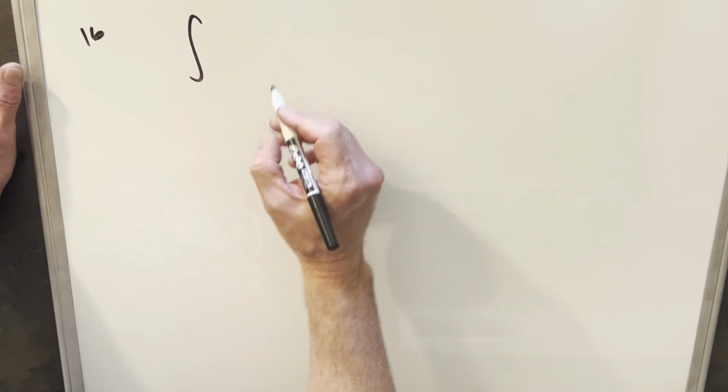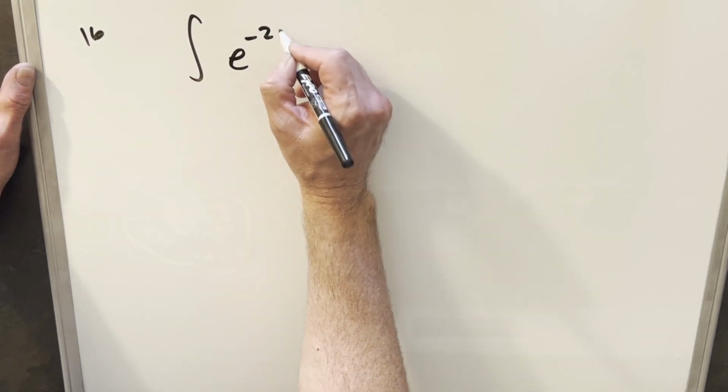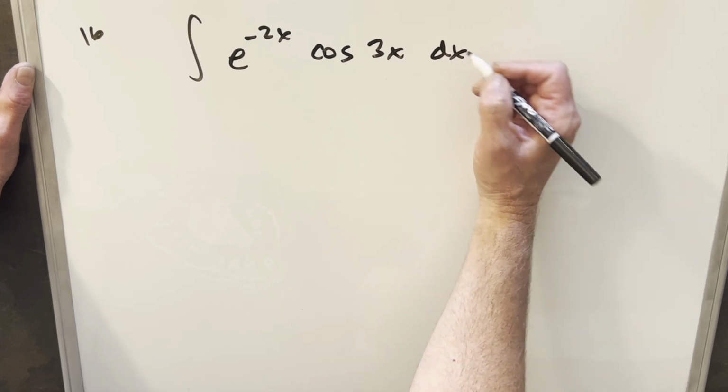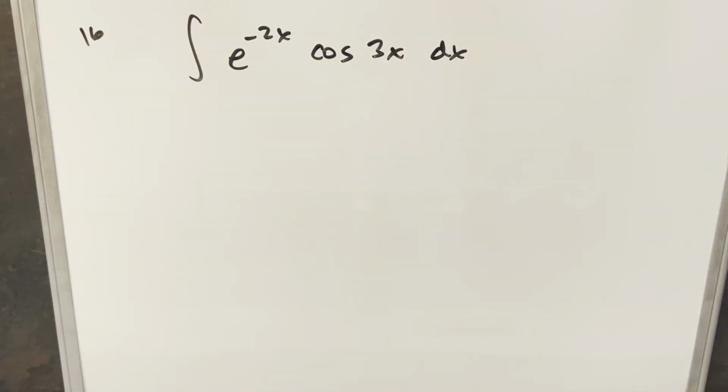Okay, 16. Oh, this isn't that bad. Okay, wait. 16, this is going to be the integral of e to the minus 2x cosine 3x dx. I think the garbage truck is back. That's not right. We already had garbage. Oh, come on. Okay, so for this one, this is just going to be integration by parts.